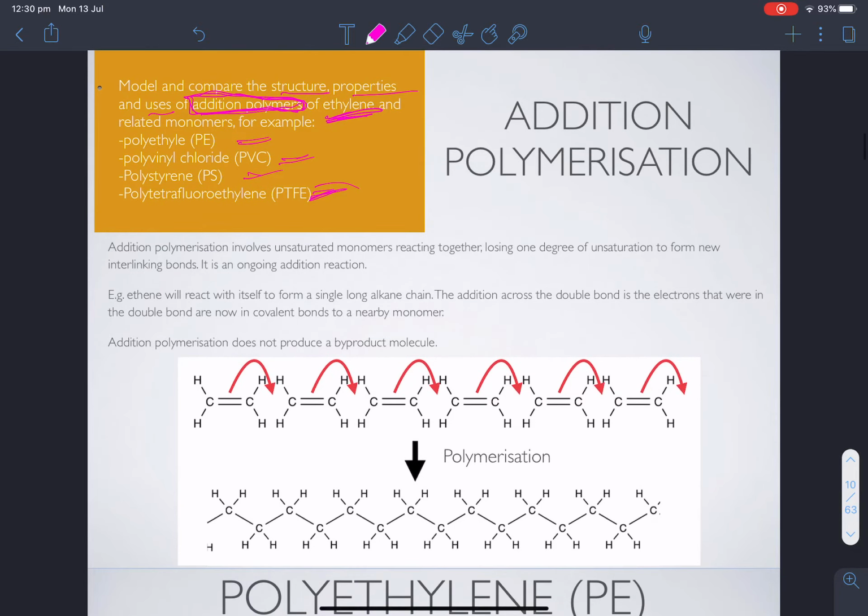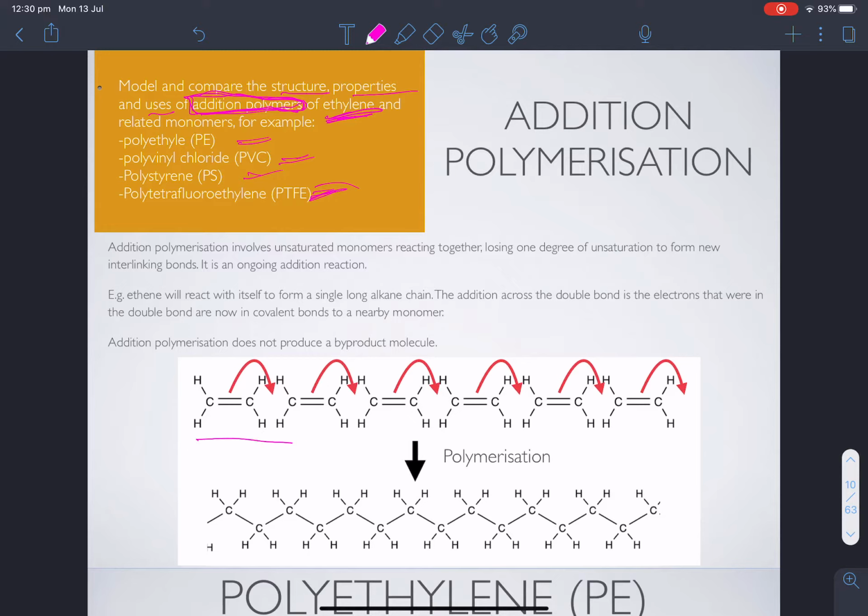Okay, so addition polymerization involves monomers that are unsaturated. They must have a double or triple bond in them. And so these monomers are going to react together and they lose 1 degree of unsaturation to form new interlinking bonds. Okay, it is an ongoing addition reaction between many of these molecules.